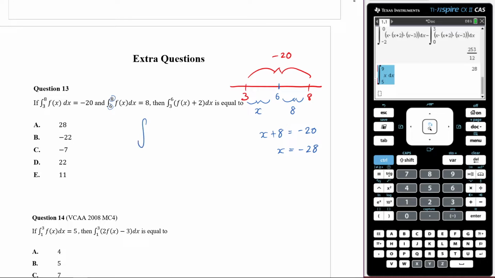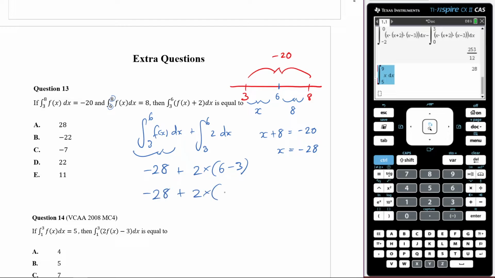Let's break that up. It's got the integral from 6 to 3 of f of x dx plus the integral from 6 to 3 of 2 dx. I know that this right here is negative 28, plus, now this right here I'm just integrating a constant. So it's going to be 2 times 6 minus 3. Negative 28 plus 2 times 6 minus 3 is 3. Negative 28 plus 2 times 3 is 6. Negative 28 plus 6 is negative 22. So that means B is my answer there.